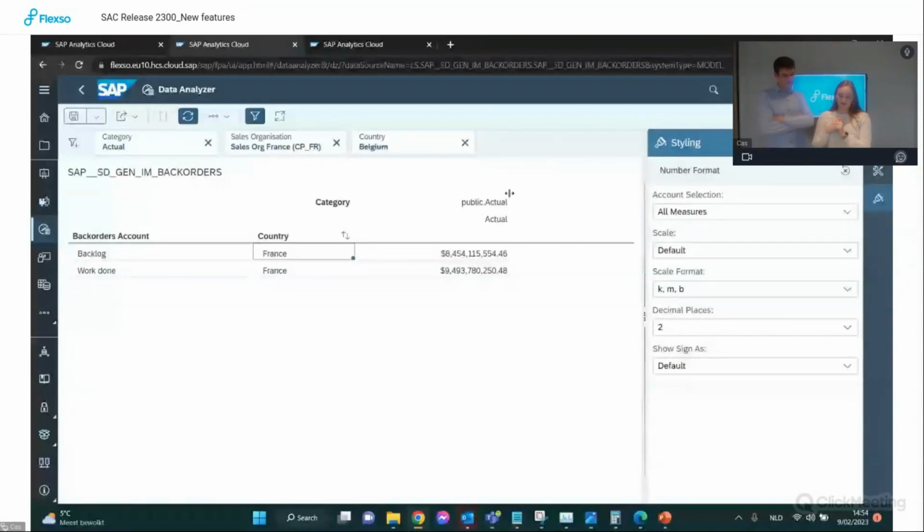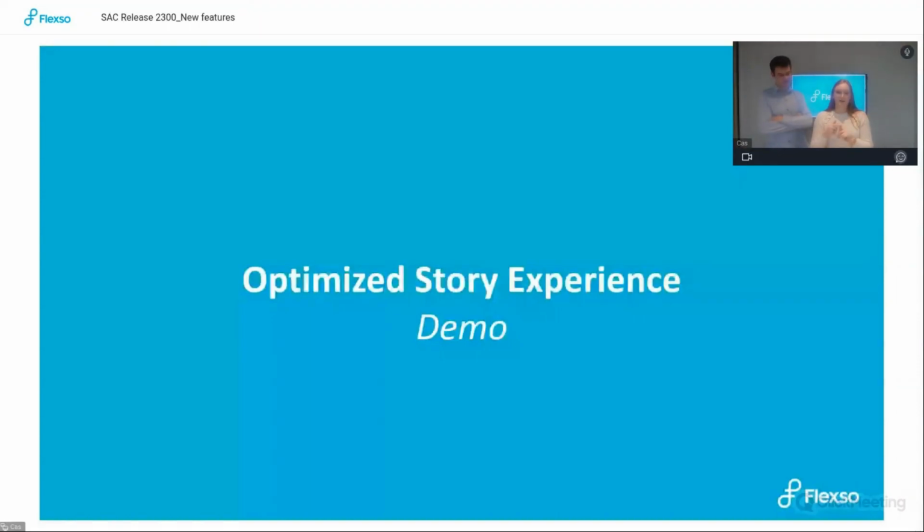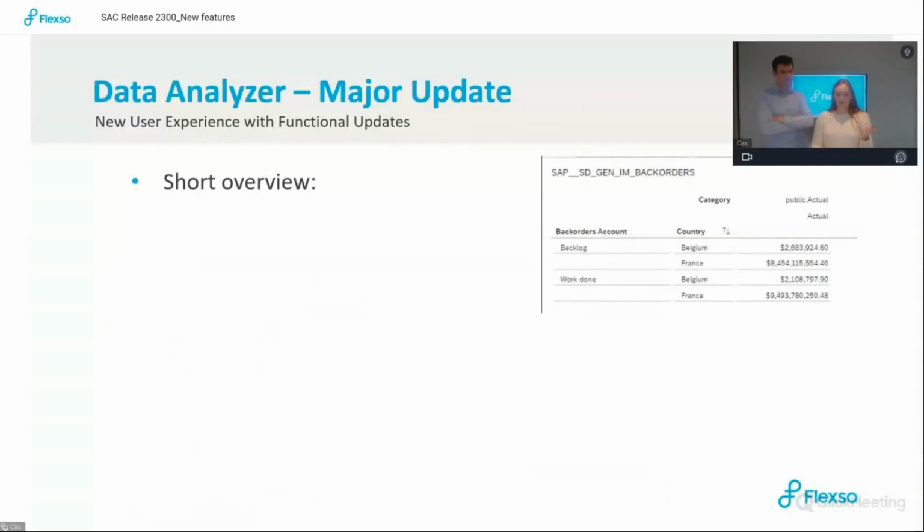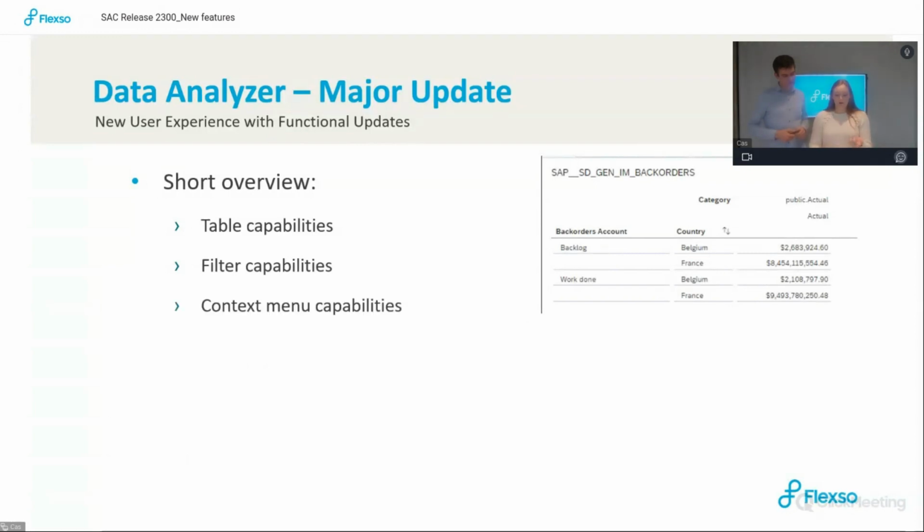So we have the story, which means new look and feel, the context menu is different, and the new chart builder with the available objects option. And then also the data analyzer. So there we have table capabilities like sorting, filter capabilities like including and excluding, the context menus, which we excluded Belgium with, the builder capabilities also with the available objects, and many other things. But as you will use the data analyzer, you will see that things have changed and become more user-friendly.